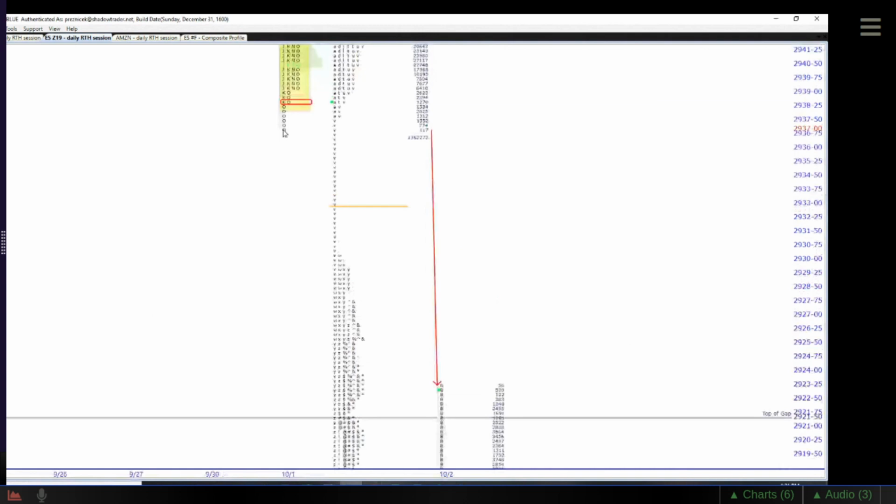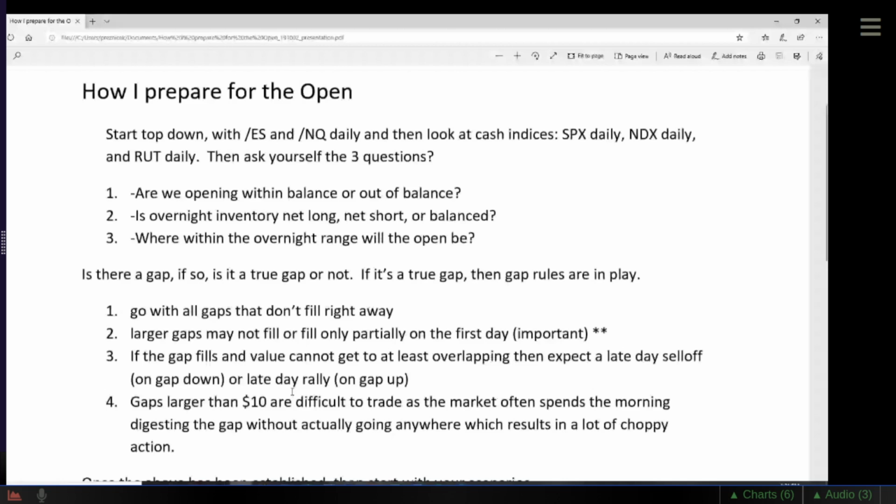Remember, I don't care about yesterday's settlement. I care about yesterday's low. That's what I care about. So if we open outside of yesterday's low to the downside, that is a true gap. Okay, so continuing on, knowing that we have a true gap, that means that gap rules are in play.